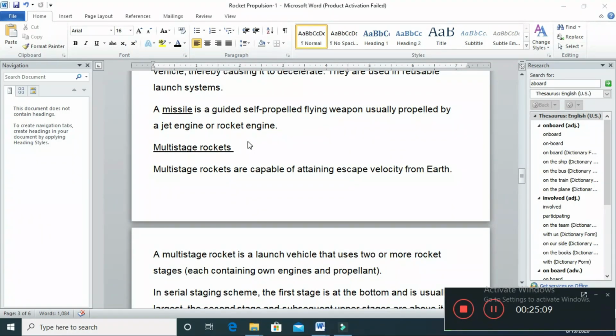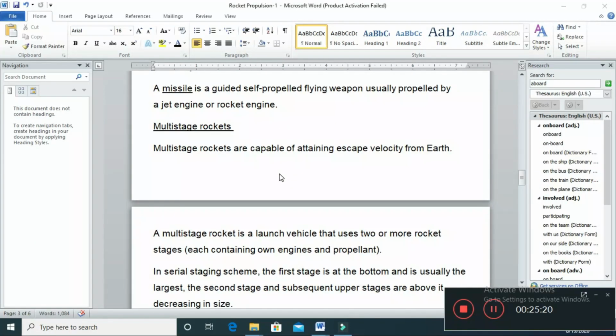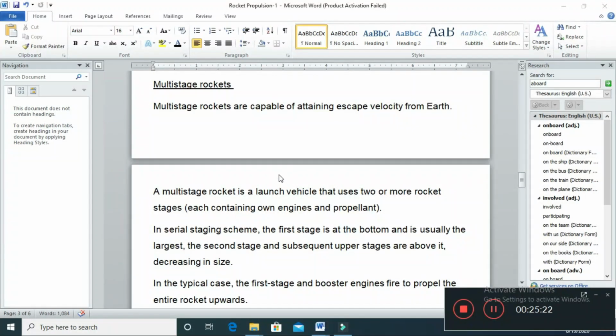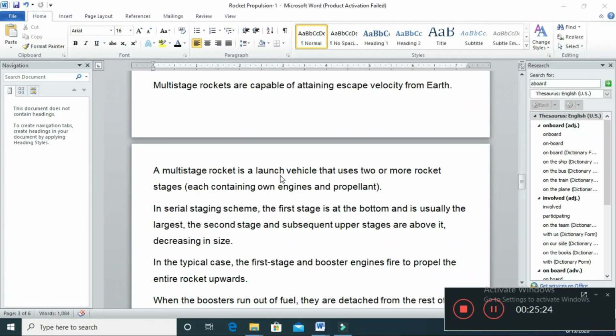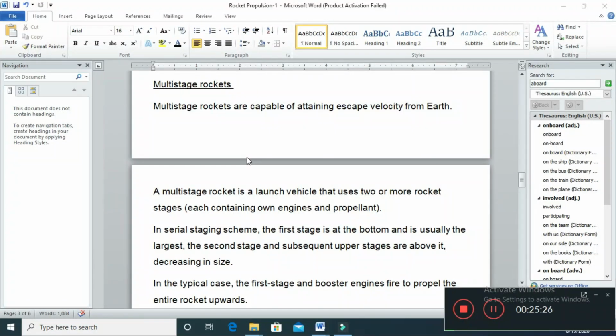A missile is also operated using the rocket engine and sometimes using a jet engine. So a missile is a guided, self-propelled flying weapon. The rockets are usually multi-stage, and the multi-staging is to continue the speed of the engine so that the vehicle can move into outer space.